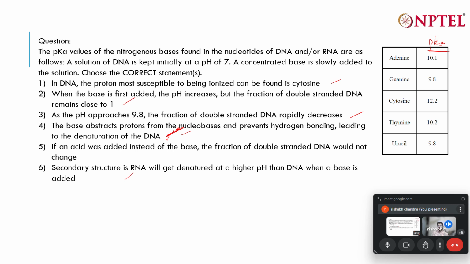Okay. So the correct answer is option number 2 and 3. Okay, so let's see the explanation. We have to check that the solution was at pH 7 and then a concentrated base is slowly added to the solution. In DNA, the proton most susceptible to being ionized can be found in cytosine.